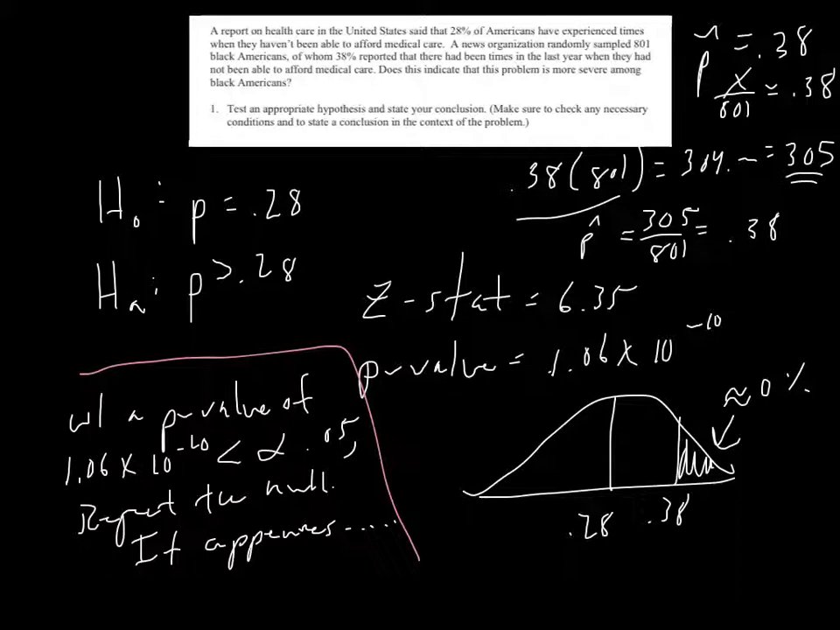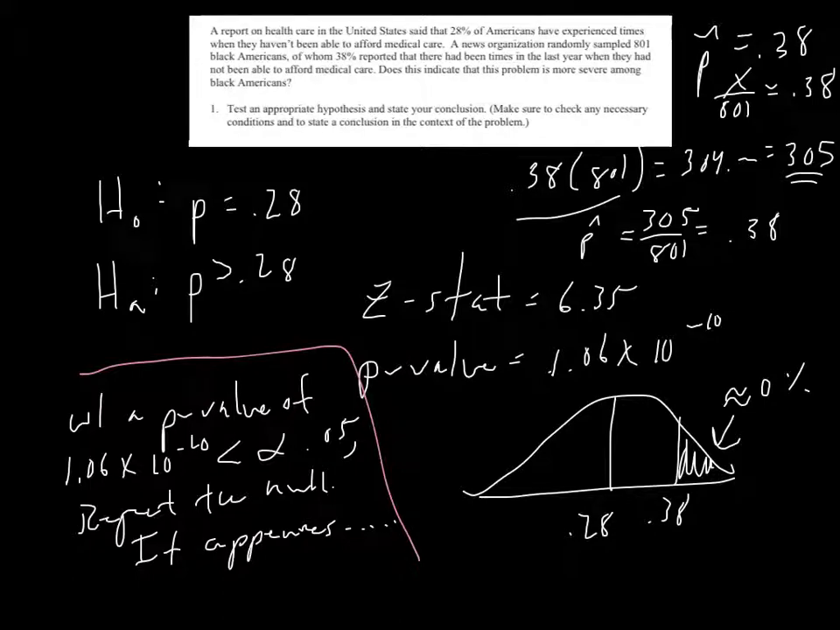It just dawned on me that I don't think I originally talked out my null and alternative. My null was that the percentage of black Americans affording health insurance or medical care was 28%, and the alternative is that it is more severe, hence the greater than.